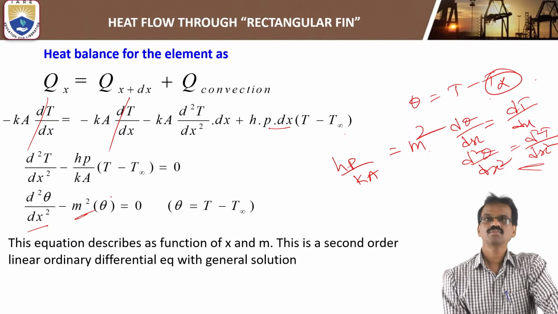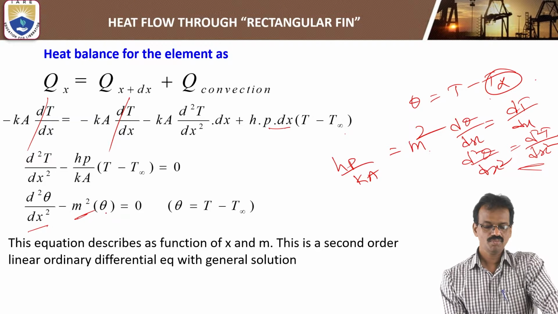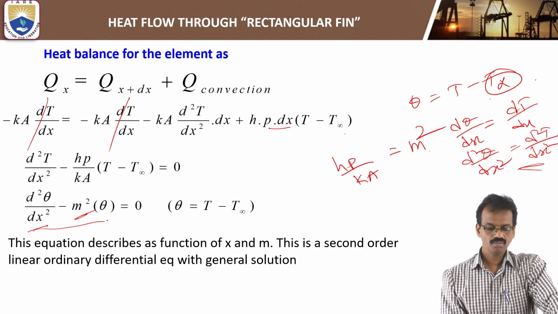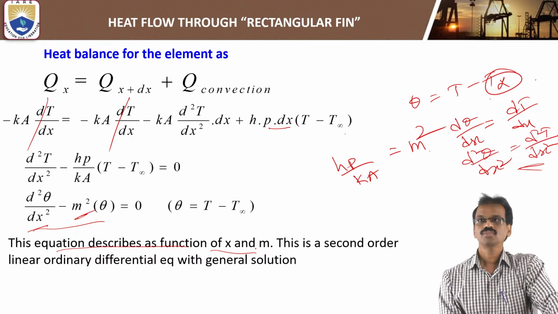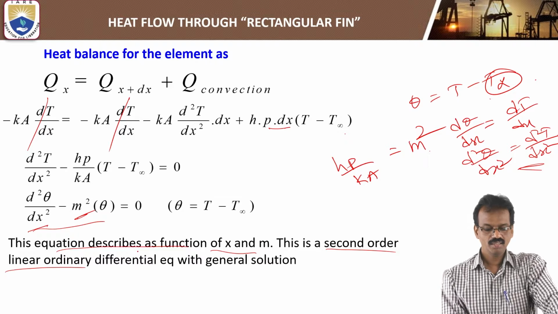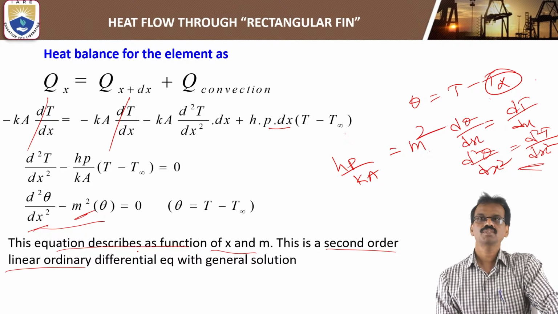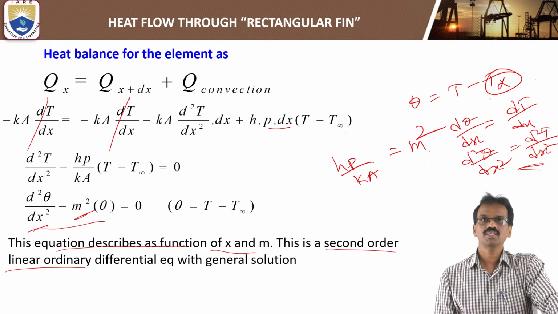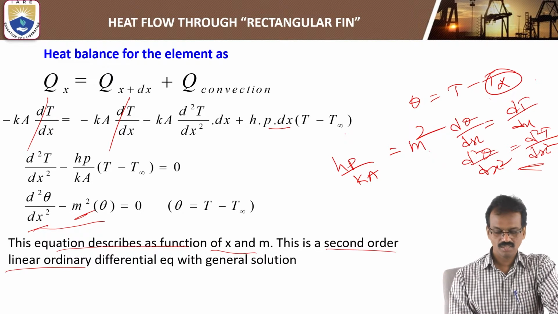So this is just written as m squared times theta equal to 0. You know that this equation describes the function of x and m. This is a second order linear differential equation. If you solve this according to mathematics, you will get the general equation.